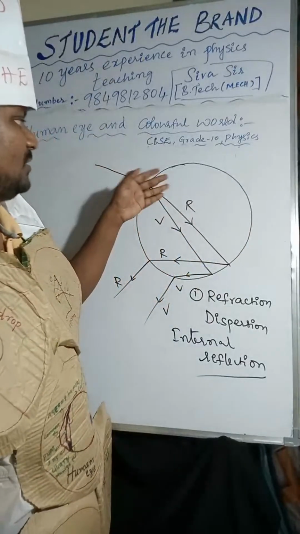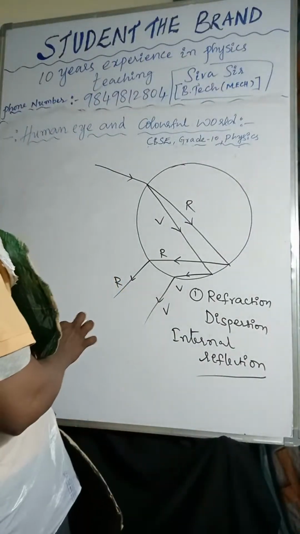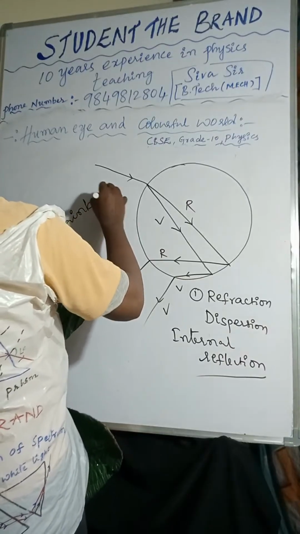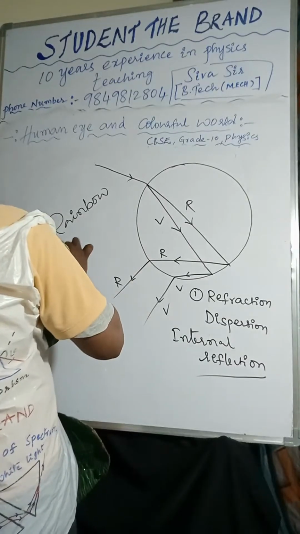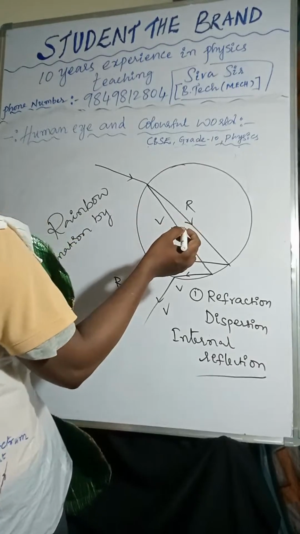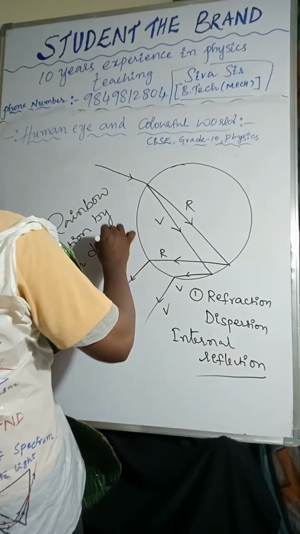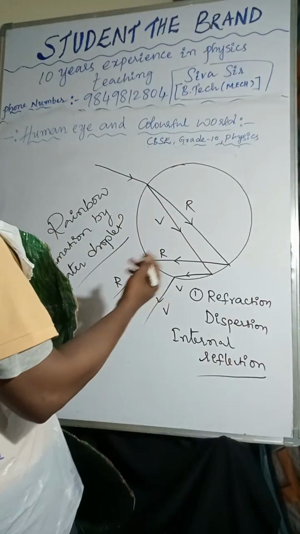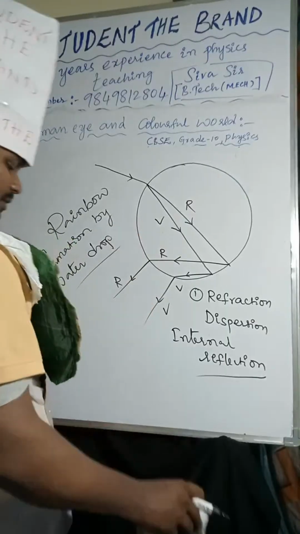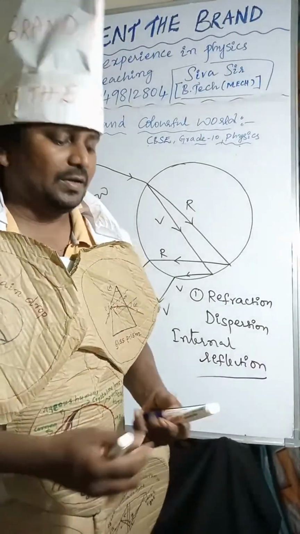See, whenever the light falls on the prism, the water droplet. Actually, it is a water droplet. Rainbow formation by water droplet. Water drop, you can say. Simply we can say water drop. So whenever the light falls on it, it's split into 7 colors.